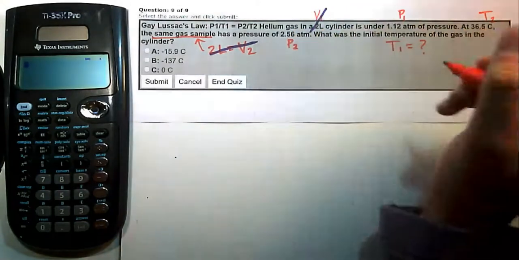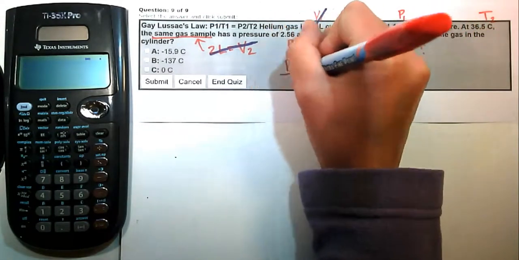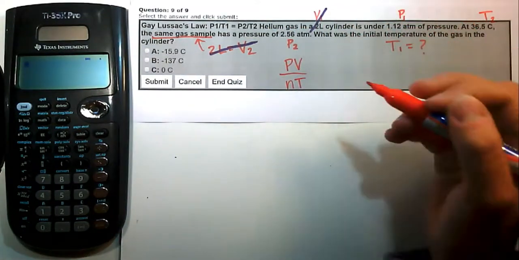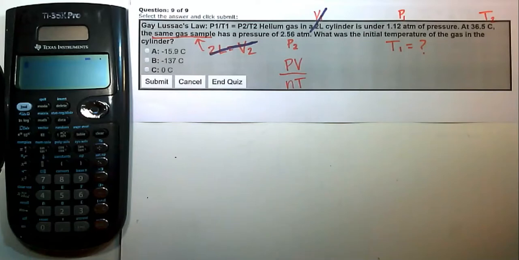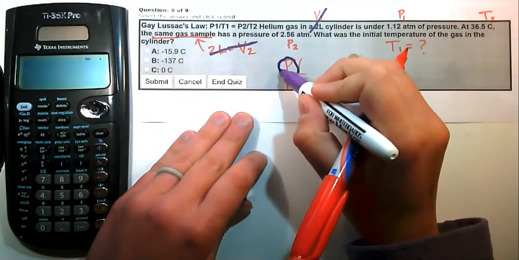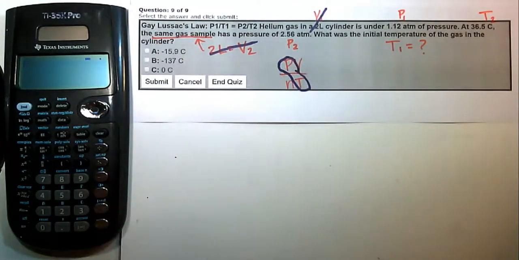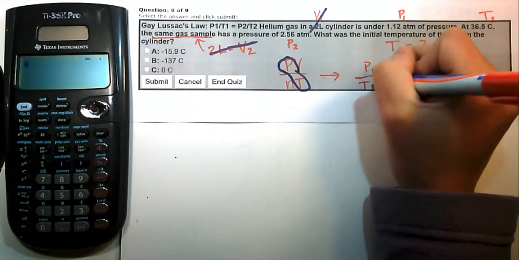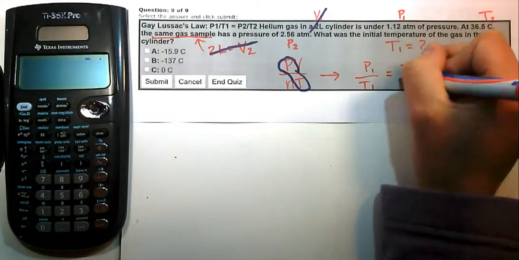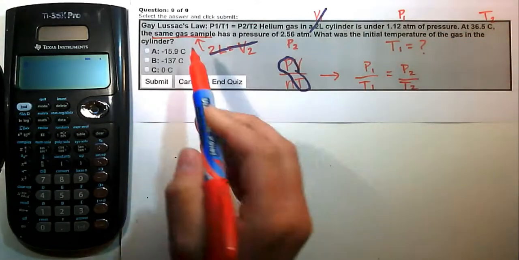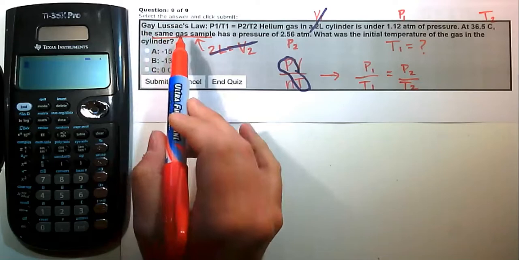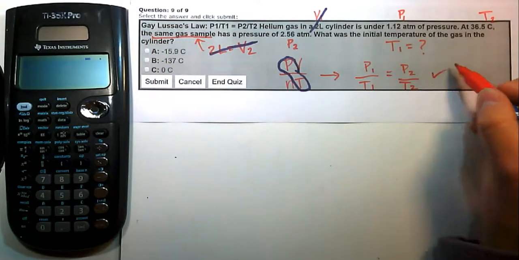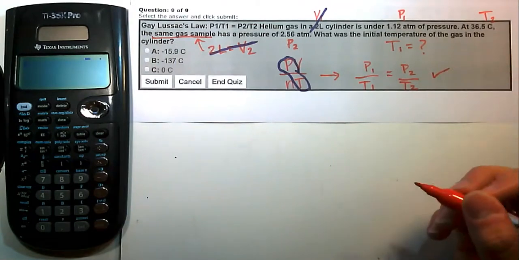So looking back at our gas law, PV over NT, we need a gas law that relates pressure and temperature only, while everything else is held constant. So I'm going to circle P and T. And so the gas law that we need is P1 over T1 equals P2 over T2. And that's good because this was supposed to be a Gay-Lussac law problem, and that's the gas law that it tells us we are supposed to use. So clearly we're doing something right so far.